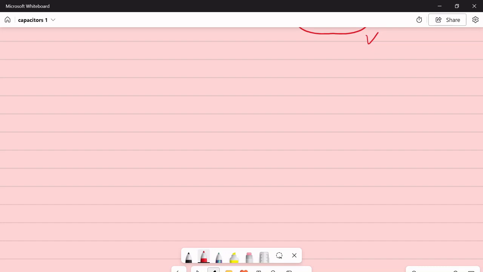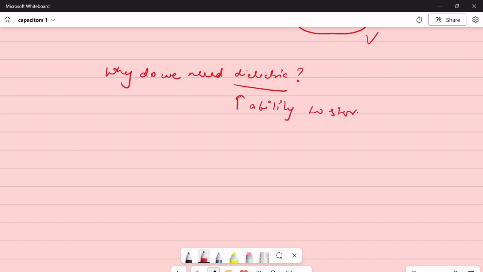Now, the point is, why do we need a dielectric? In the previous structure, we have not taken a dielectric. Still, the capacitor has become. So, we want to increase the ability of the capacitor to increase the energy. Therefore, we use a dielectric because we want to increase the ability. And how do we define this ability to store energy?